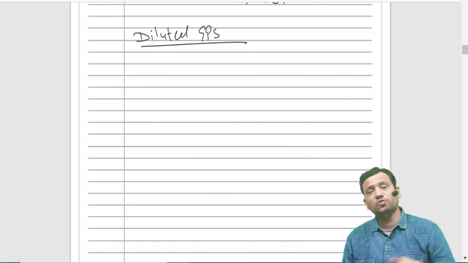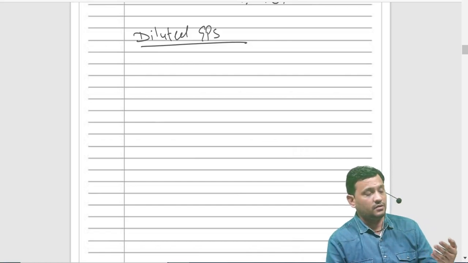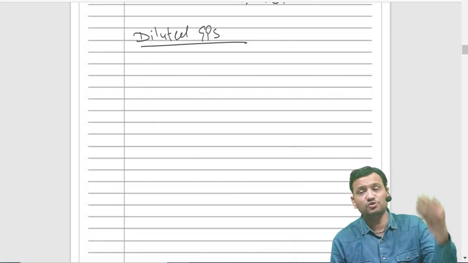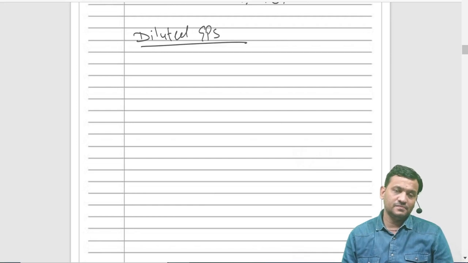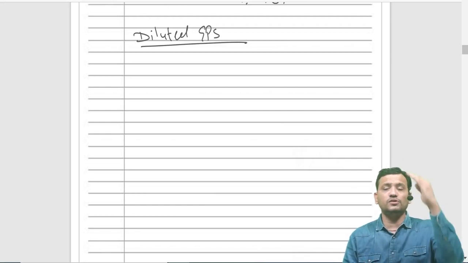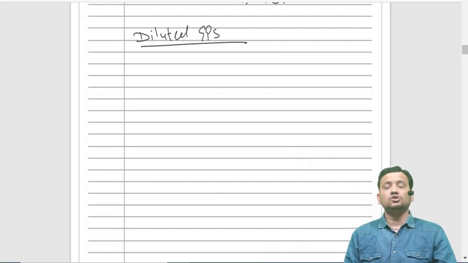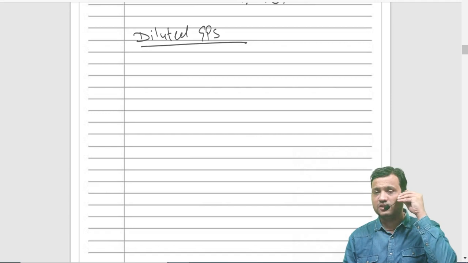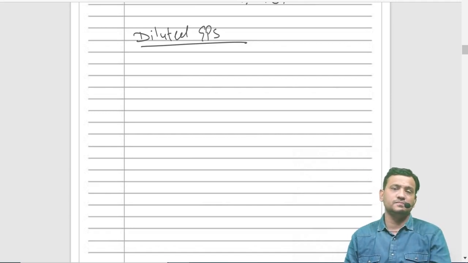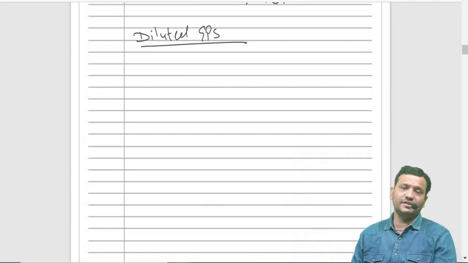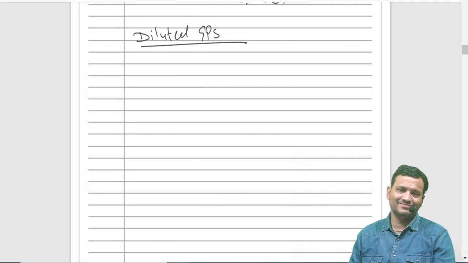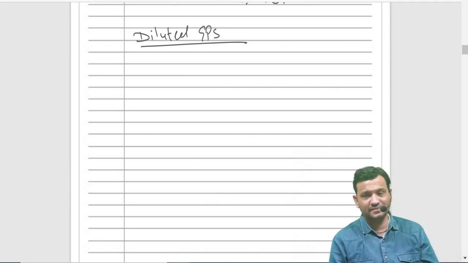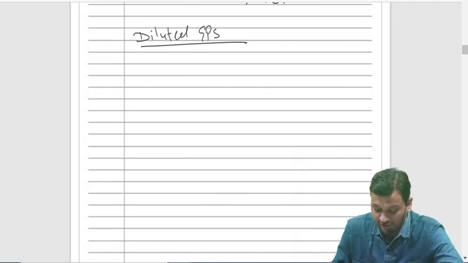Now, don't you think these potential shares have the power to reduce my earnings? Because they are going to become shares, and if they are going to become shares, they are obviously going to reduce my earnings. So what are we supposed to do? The standard says give the effect of such potential shares. Give the effect of potential shares. And see what is happening.